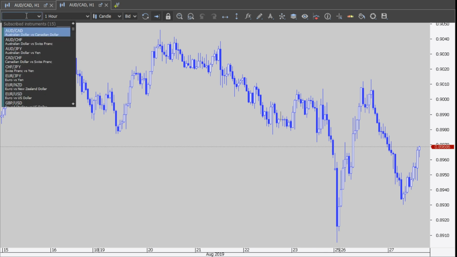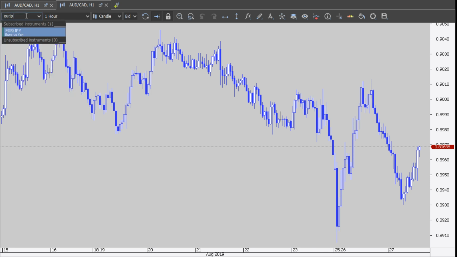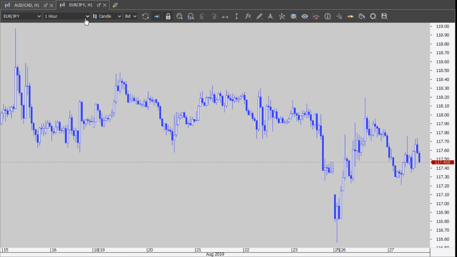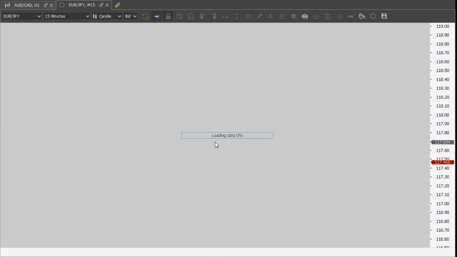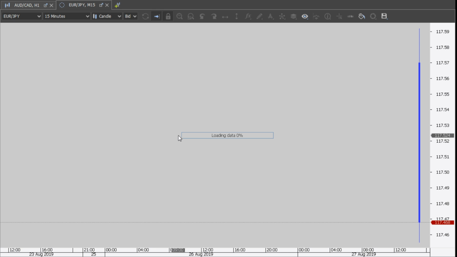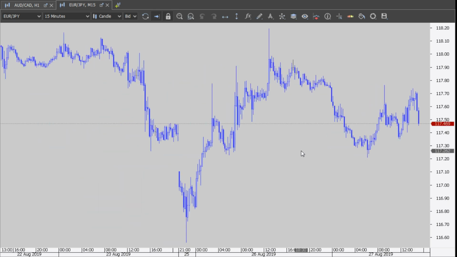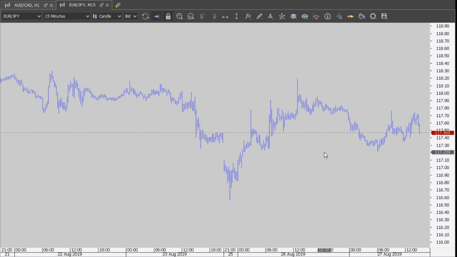So let's open what? Let's open Euro JPY 15-minute chart. Let's compress the chart.